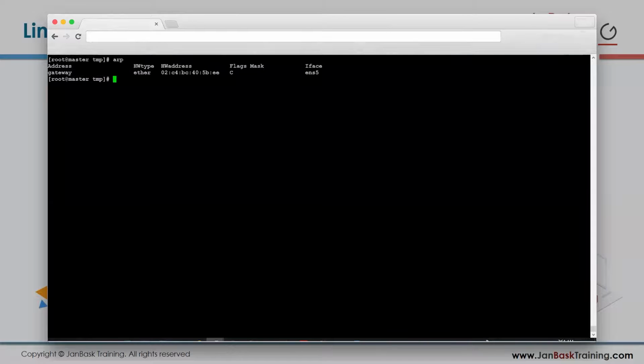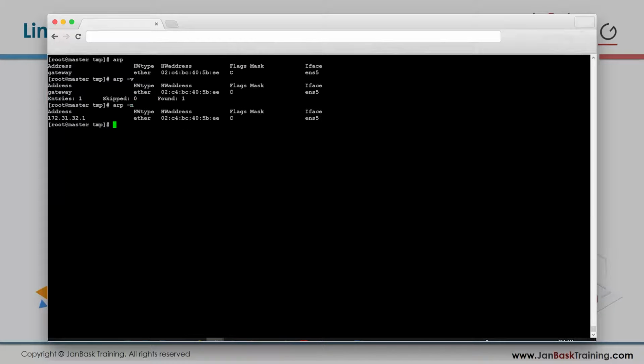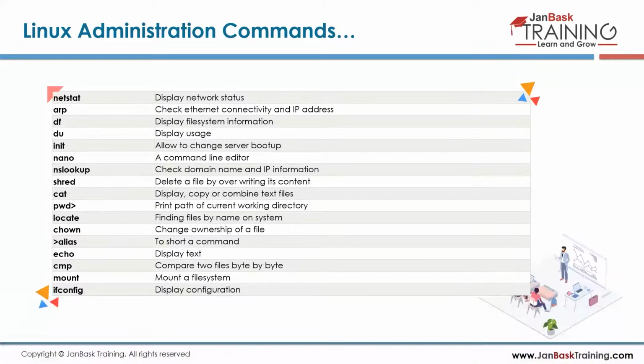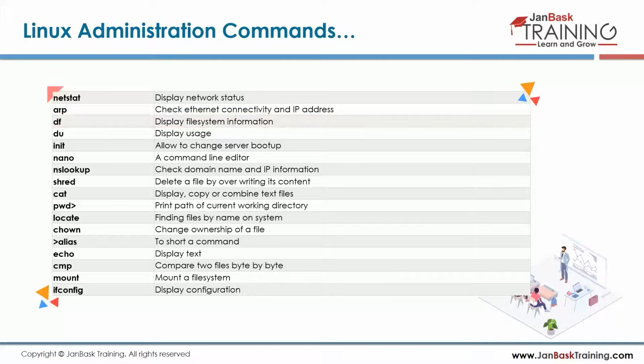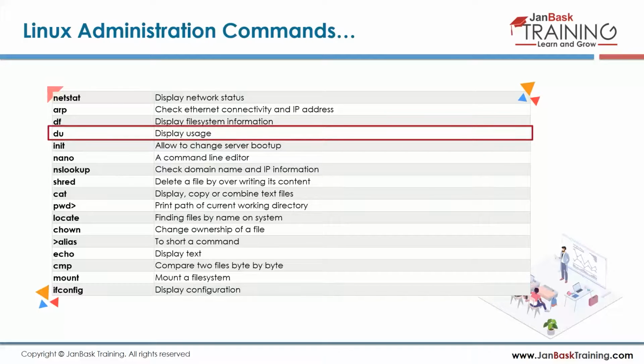I can have various flags here also. It can be -b, which gives me verbose output, and it can be -n, which gives me numerical output. Going forward, certain other commands are df, which displays file system information, and du, which gives the details of disk usage information, right?